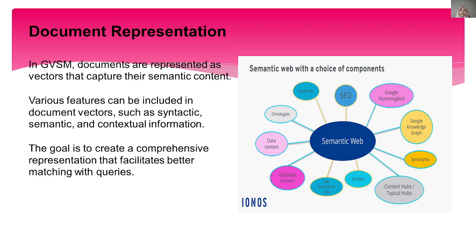You can look here, the semantic web with a choice of components. Like the semantic web, how are you going to start first of all? There will be user experience, duplicate content, data context, ontologies, keywords, SEO, Google Hummingbird, Google Knowledge Graph, synonyms, content hubs or topical hubs. This is a process wherein you undergo the document representation in a vector space model.